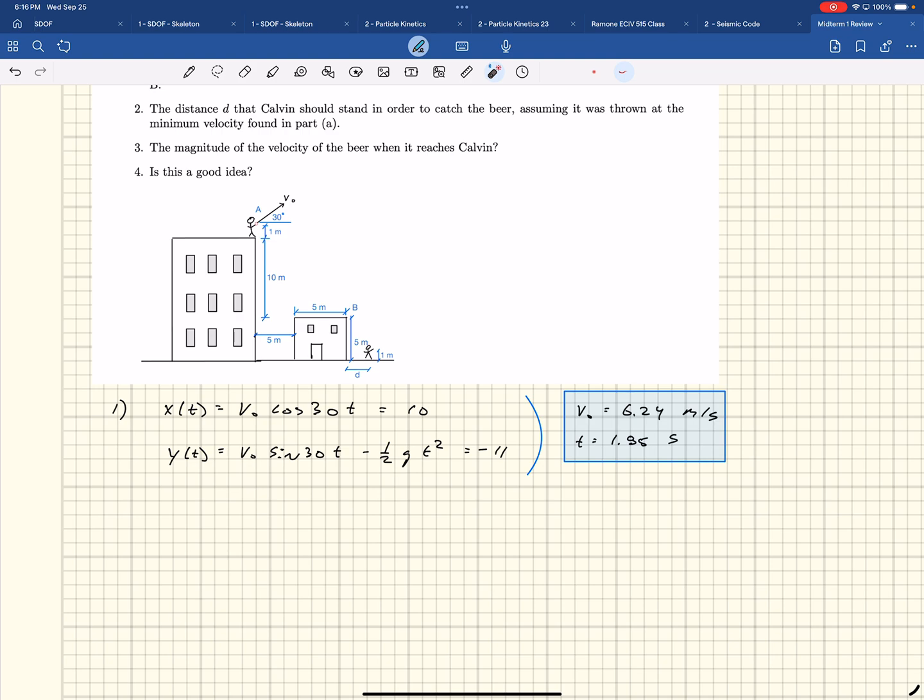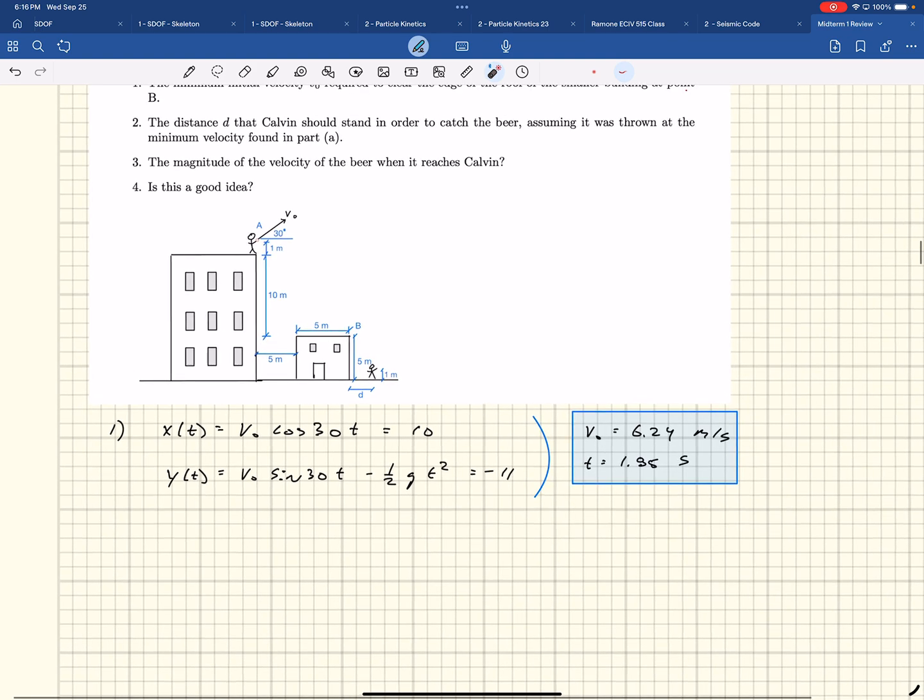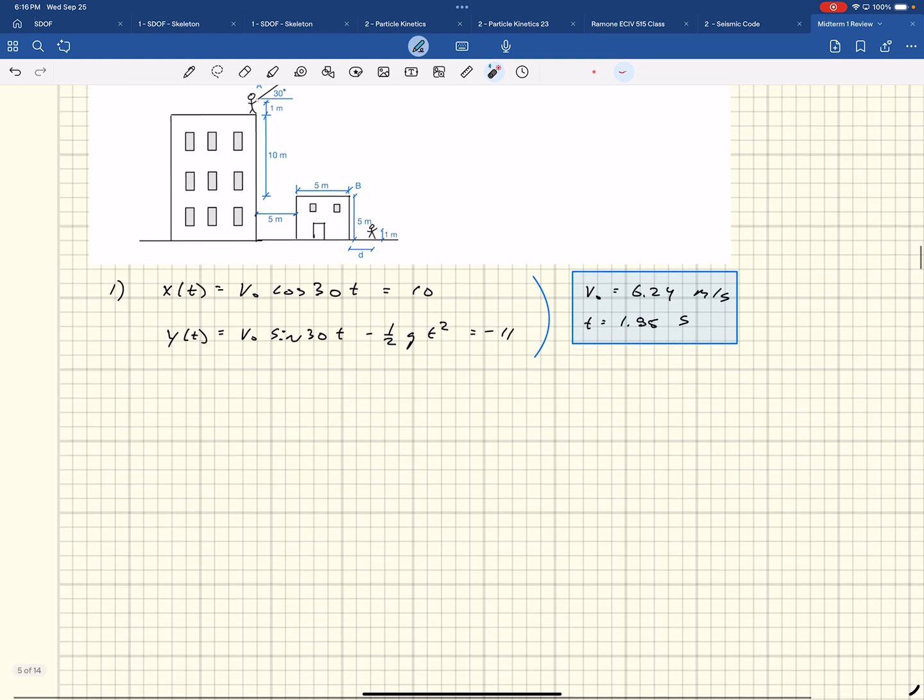All right, problem 2. Distance D that Calvin should stand in order to catch the beer, assuming it was thrown at the minimum velocity of part A. So if we threw it at that 6.24, where would he need to stand, right? That's the unknown right here, that D. Where would he need to stand in order to catch it, okay? Thoughts on that?